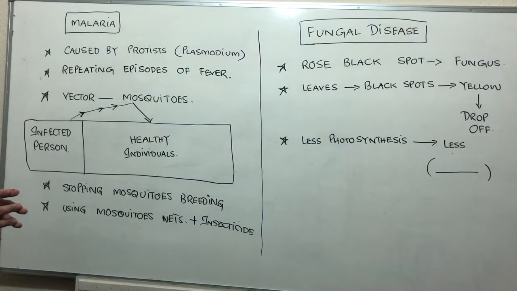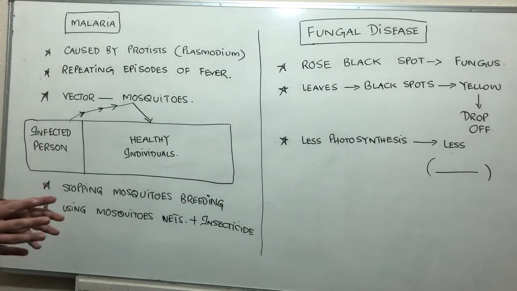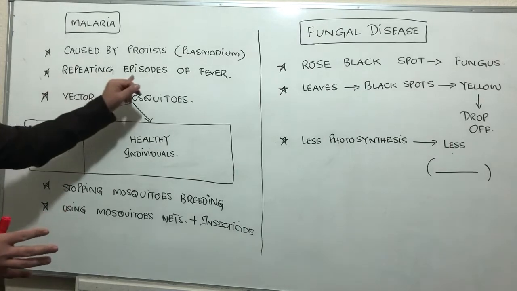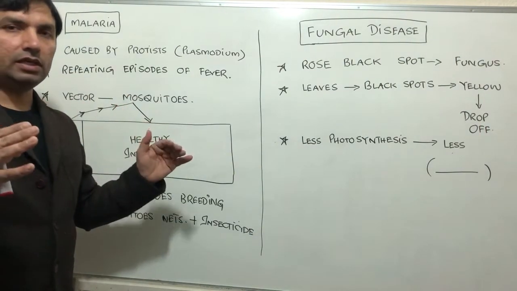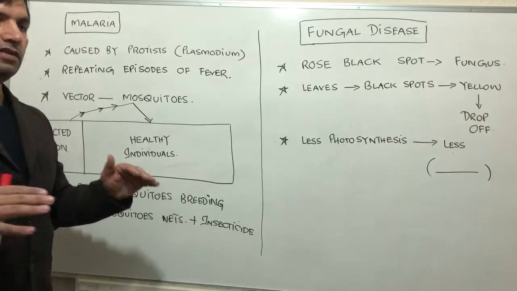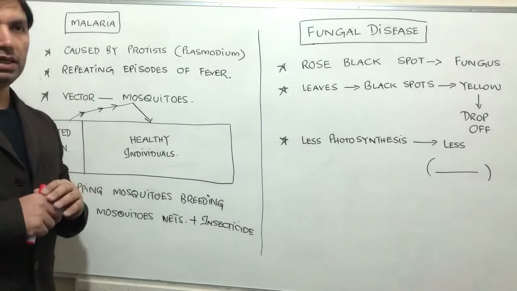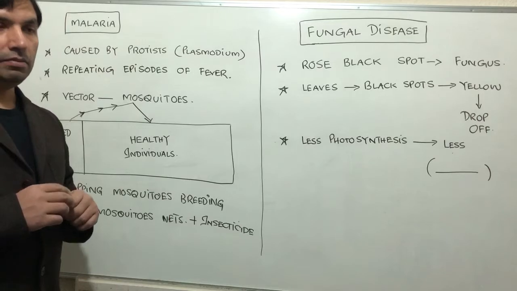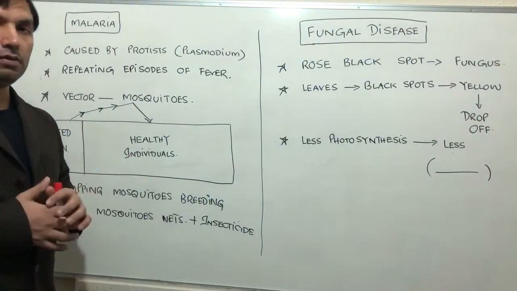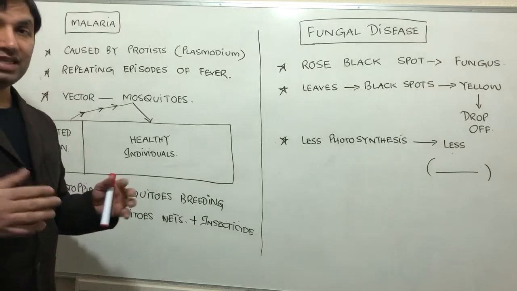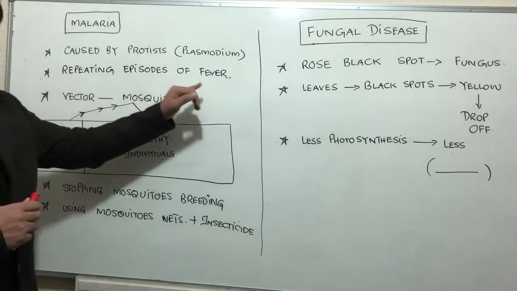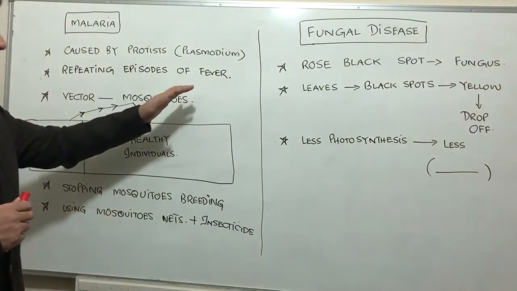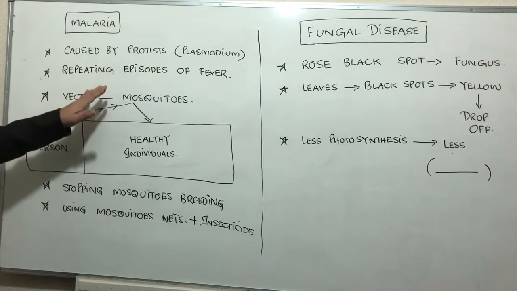The specific symptoms are the repeating episodes of fever. At one time the patient will have no fever at all, and even the temperature will go lower than normal, but after a certain period of time, and during specific times of the day in the 24-hour cycle, the patient can have very high temperatures. So repeating episodes of fever and then pain in the body are the symptoms of malaria.